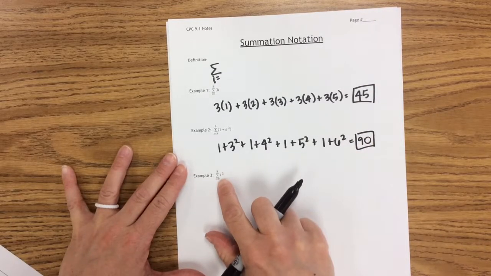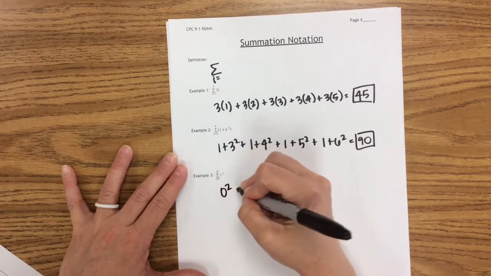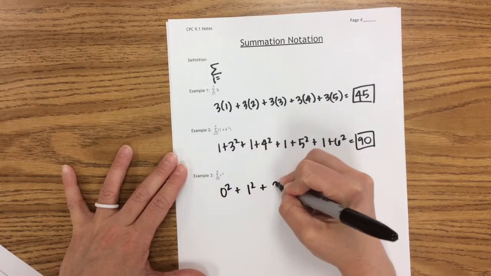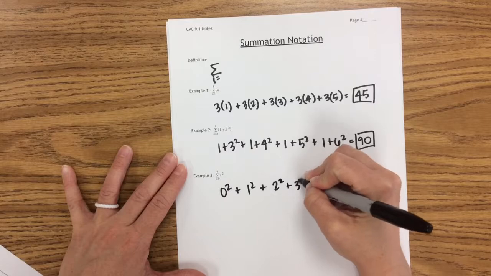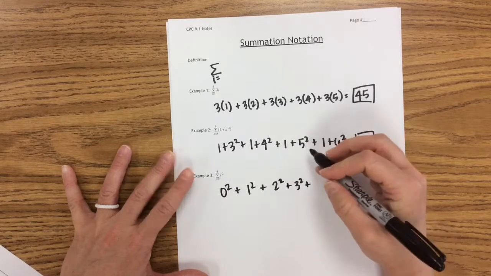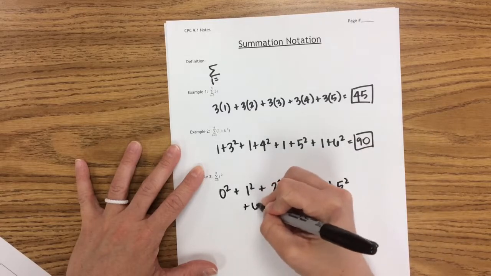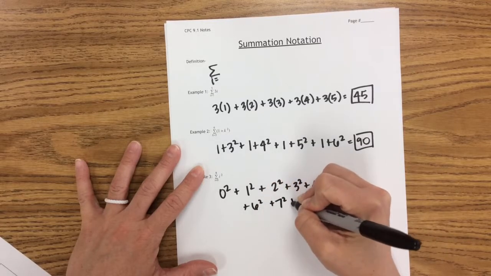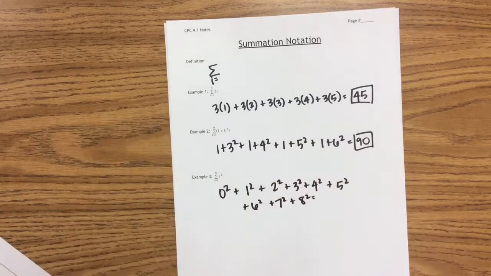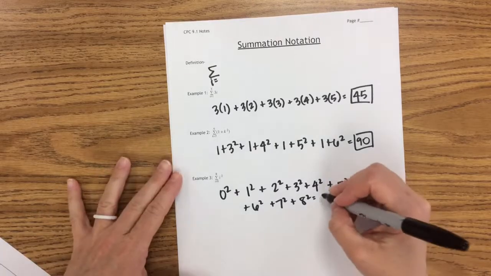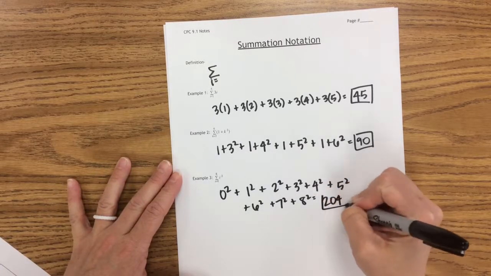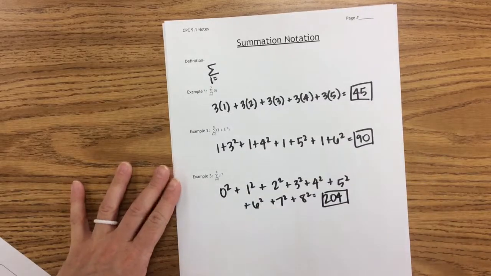The last one, I would start by plugging in 0. And then I plug in 1, 2, plug in all the numbers till you've plugged in 8. And with that one, I got 204. So that's how you would do a problem.